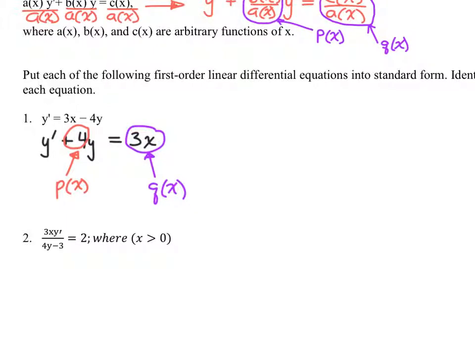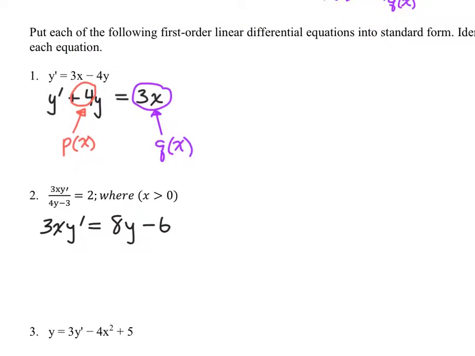But then you see number 2, where you got a little bit more going on. So in that one, I would cross multiply first. 3xy prime is equal to 8y minus 6. But then once you do that, if we want to get the y's on the same side, I have at least a little bit of a plan of attack here. I would just subtract the 8y from both sides. 3xy prime minus 8y is equal to negative 6.